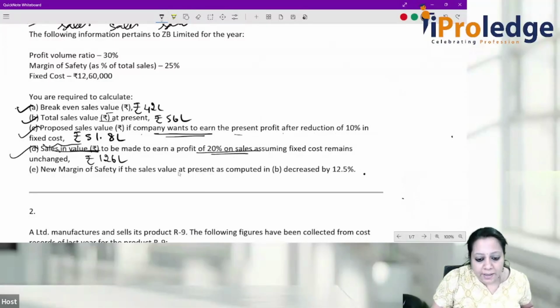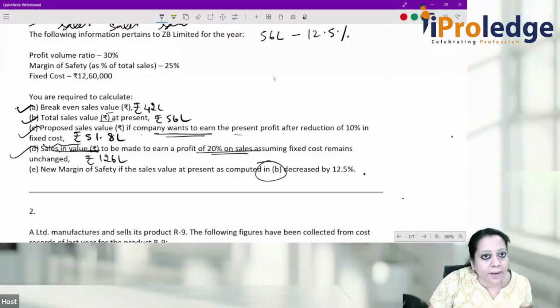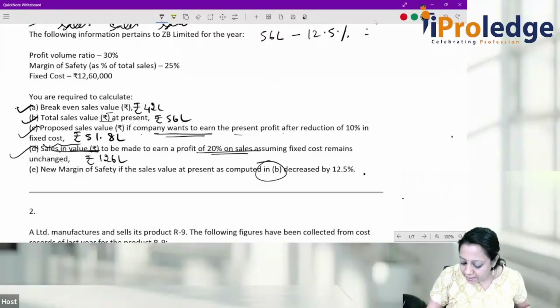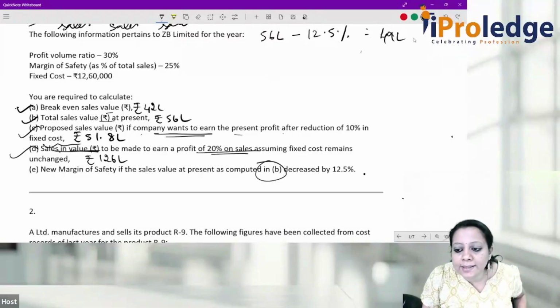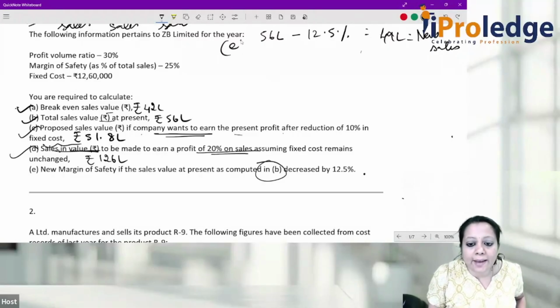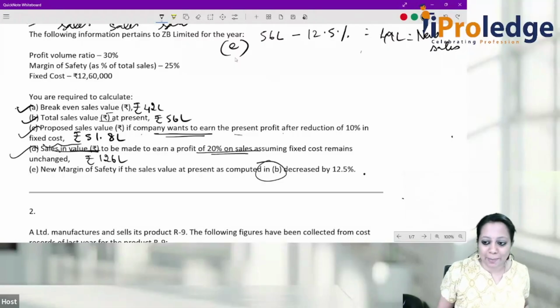New margin of safety. The sales value at present, computed in B, is 56 lakhs. It is decreased by 12.5 percent. 56 into 12.5 percent is 7 lakhs. So 56 minus 7 is 49 lakhs, which is the new sales, as per point E. Whatever we are doing is as per point E right now.